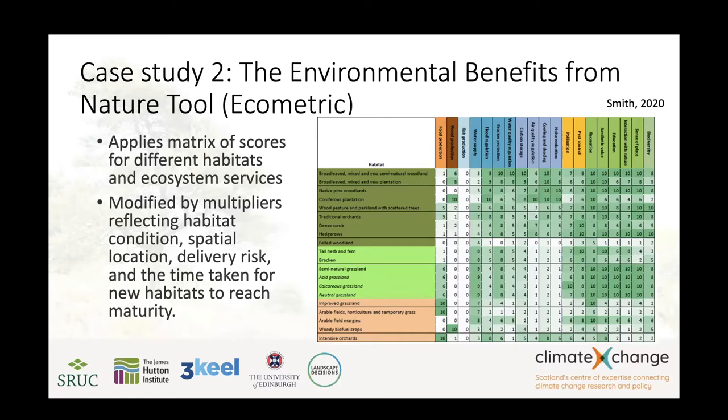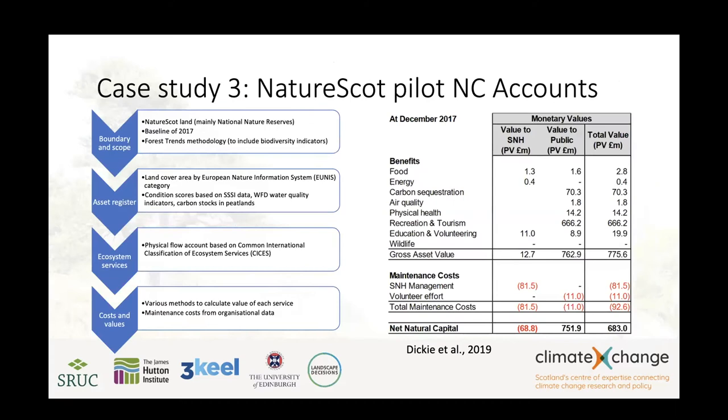This is an example of part of this kind of complex matrix, but probably one of the most extensive matrices that links these habitats down the left to a whole set of ecosystem services. And this has been compiled through a review of hundreds of papers on these areas. And it's basically a scoring system to look at the delivery of ecosystem services, which has pros and cons. It's nice and simple to use, and it can be used at quite a strategic level. So that was that. If you could move on, great.